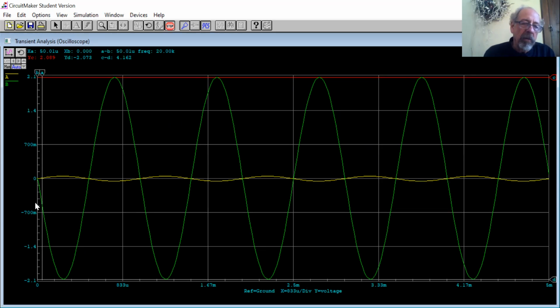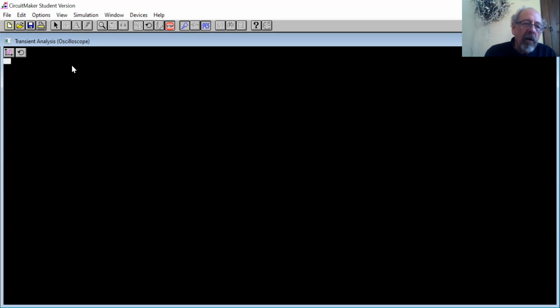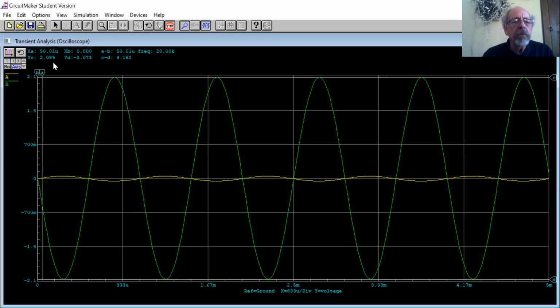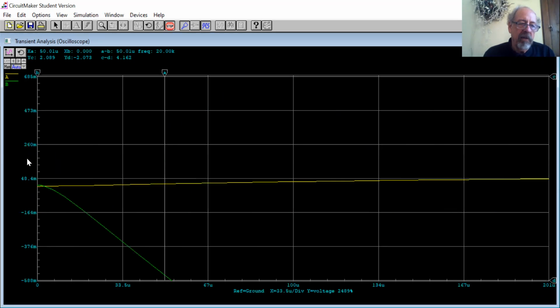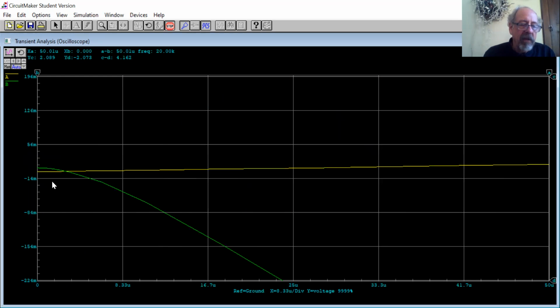At the beginning, we do have some transient effects that occur. So what we see at the very back of this is a little bit better. So now if I take a look, sure enough, I got 2.089 and 2.073, which is a difference of about 16 millivolts, which I think is what we had over here. Let's take a look. If I take a closer look here, that's about as close as I'm going to get.